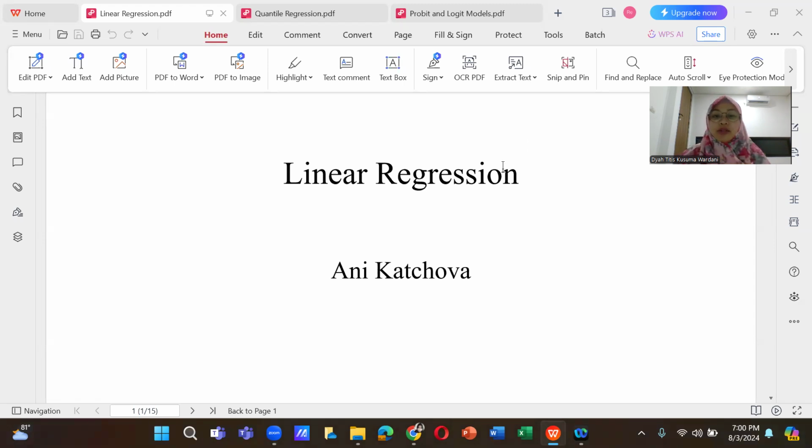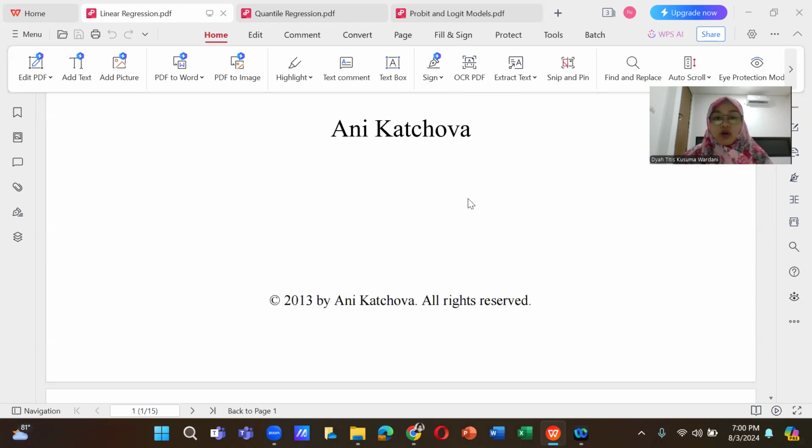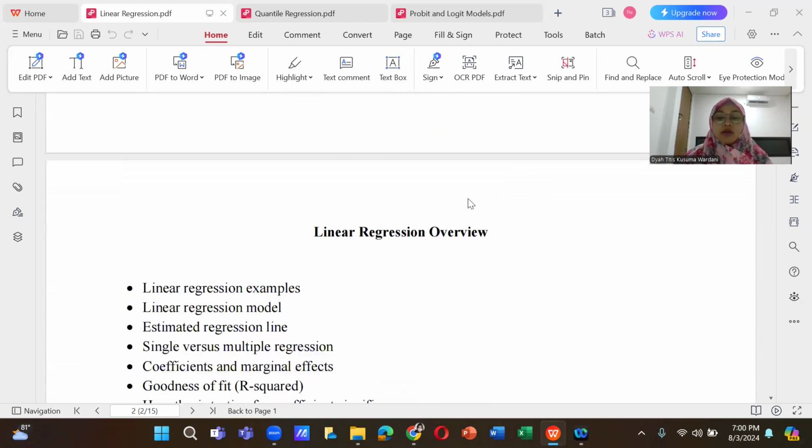Today we will study linear regression. The module is by Anika Khatkova, and you know that linear regression is very simple regression in econometrics, very basic, but many people use it. So here today we have the linear regression overview.